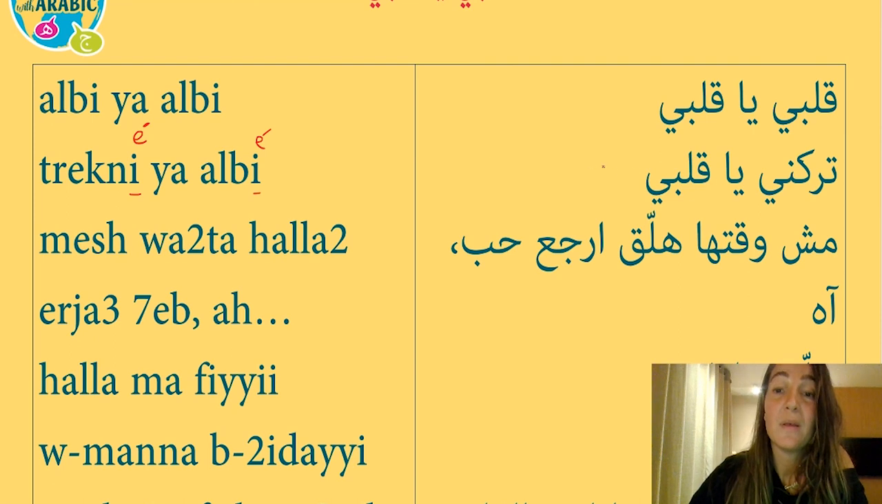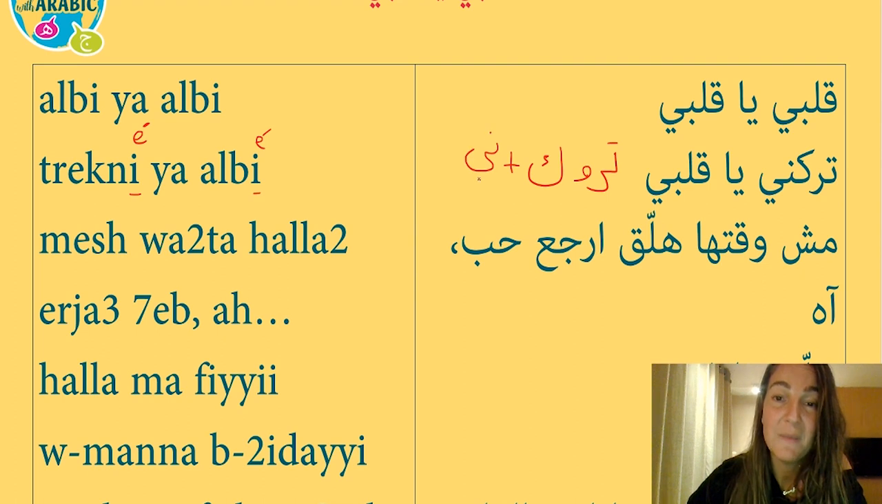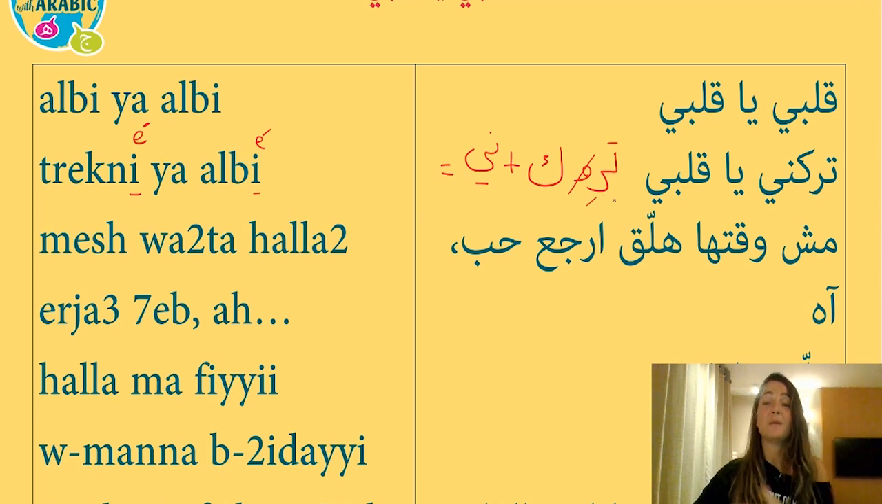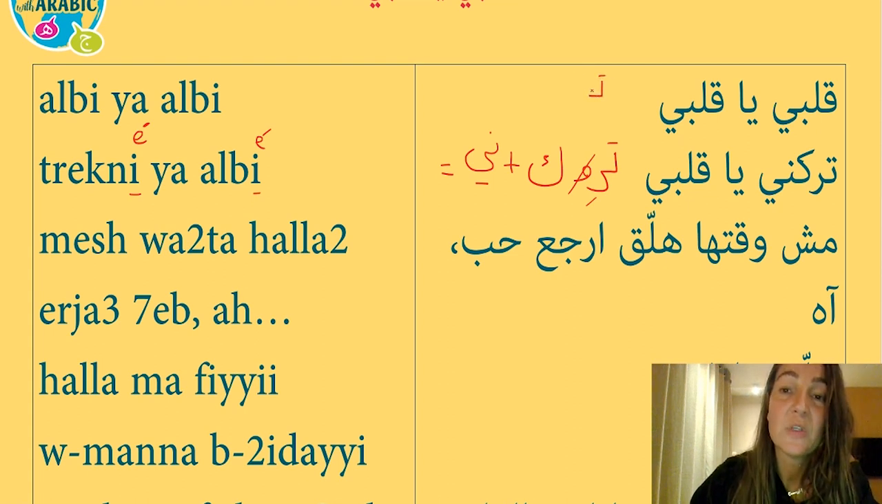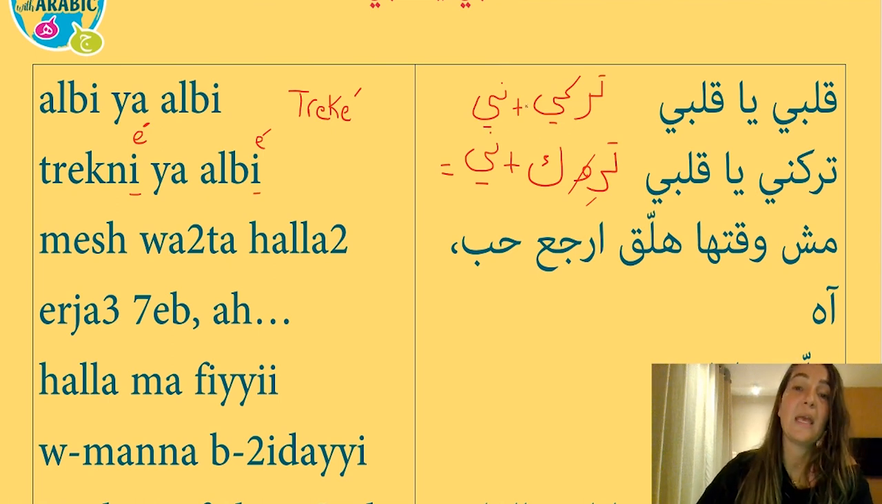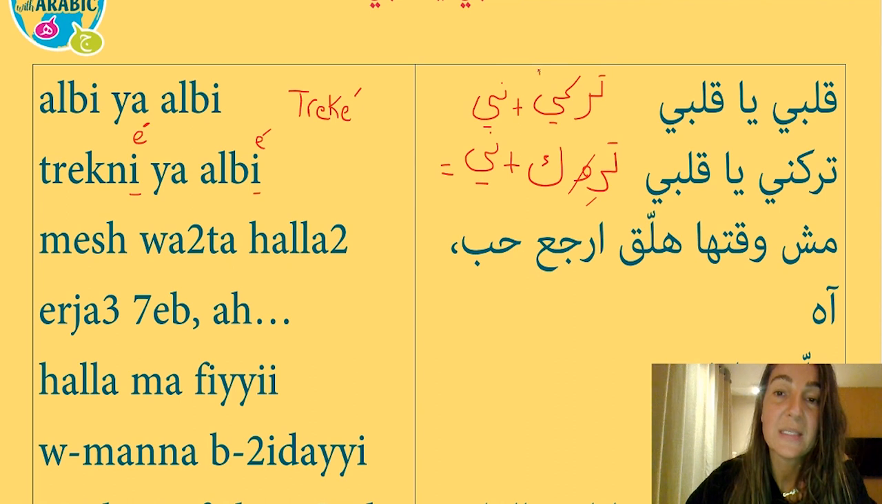So, the verb trok in the imperative form means leave. But here, because we're adding the ne at the end, which means me, we don't pronounce it trokne anymore, which means leave me. We drop this u and it becomes trikne. And actually, we're adding a kasra here. Trikne, leave me. If we're talking to a girl and we want to tell a girl to leave us, we say trikine. So trike is the verb in the imperative form. Let me write it with Roman letters. Trike. But when I add the ne at the end, I'm not going to say trikene anymore. This e is pronounced now as an i. Trikine. So we would write it like this.